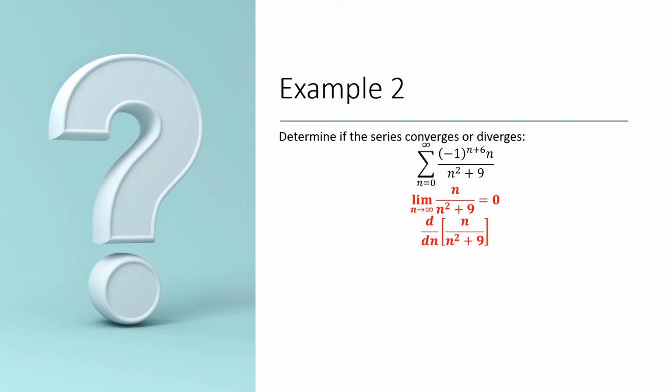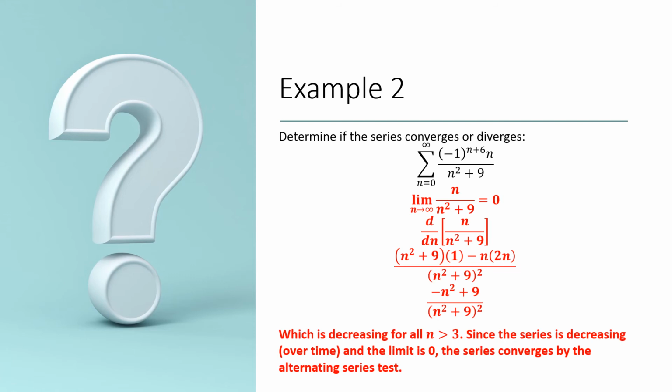So I have the derivative of n over n squared plus 9. I have to use the quotient rule. So I have low d high minus high d low over low low. If I clean that up, I get negative n squared plus 9 over n squared plus 9 squared. This is a decreasing series for everything greater than 3. Even though my series starts at 0, I know for everything else greater than 3 it is going to be decreasing. That means it's decreasing over time. So since the limit is 0 and my series is decreasing over time, the series will converge by the alternating series test.